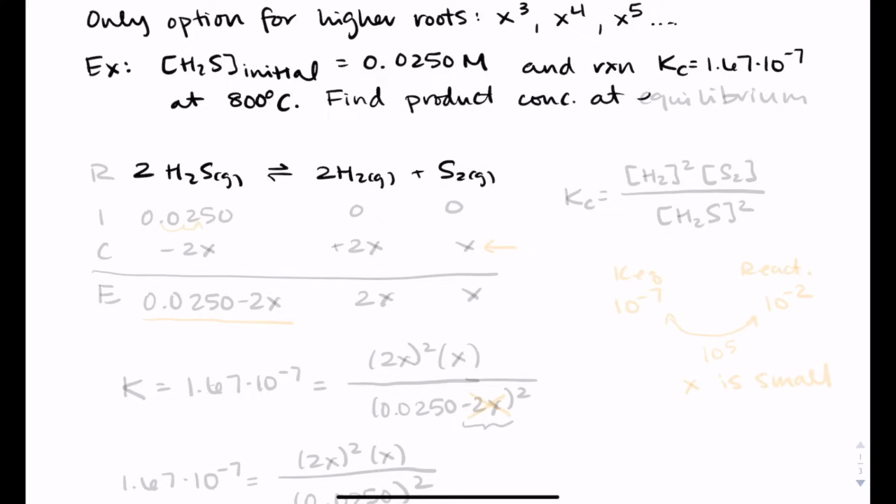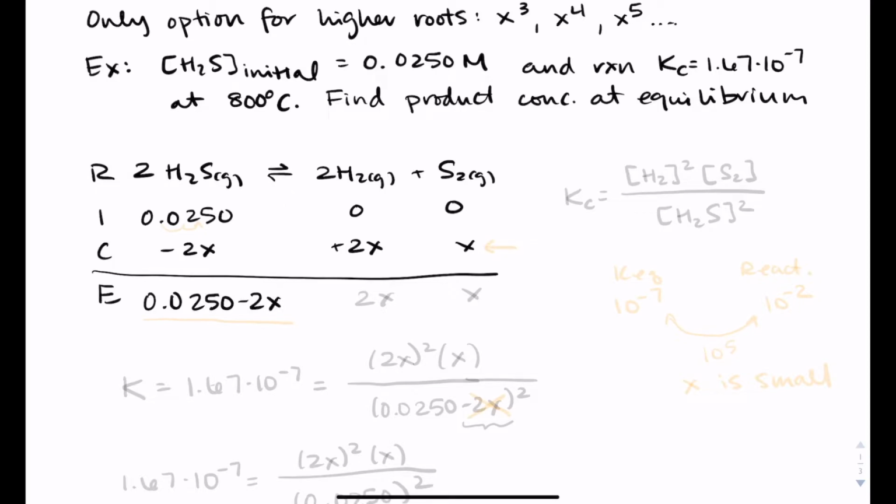My equilibrium constant expression, products over reactants, so 2x quantity squared times x, all divided by 0.0250 minus 2x whole quantity squared. So right across the top, you can see that this is going to give you an x cubed. So we will not be able to solve this any other way. The question is, though, can we apply x is small?